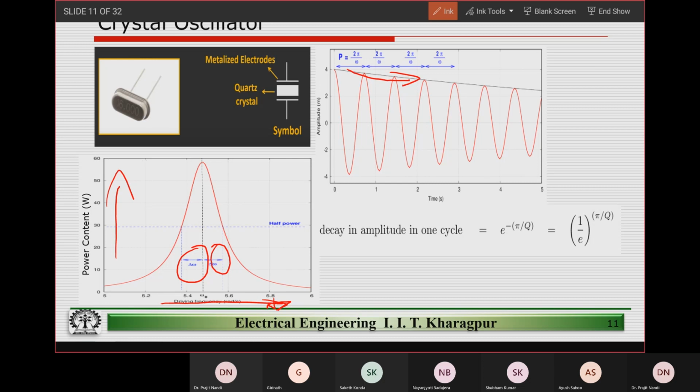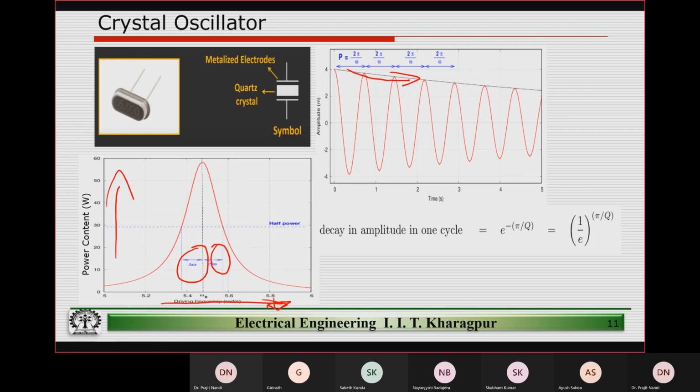So delta omega should be lower. That's the question for a because we want the oscillator to oscillate at a certain frequency, and we want all the frequency components to be in one narrow band, because we want the oscillator to be oscillating only at a fixed frequency. So delta omega should be as low as possible.